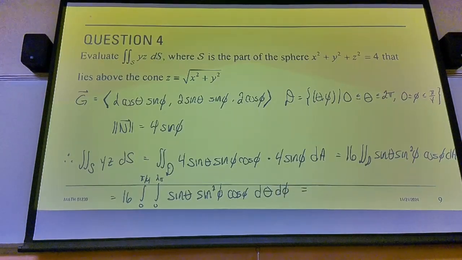You have 3 seconds. What's that integral? Do all those guys. 0. What's the period of sine? 2 pi. Oh, we're integrating sine of theta over 0 to 2 pi. That whole thing is 0.